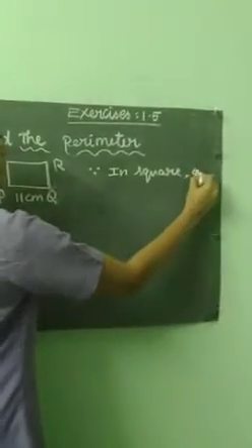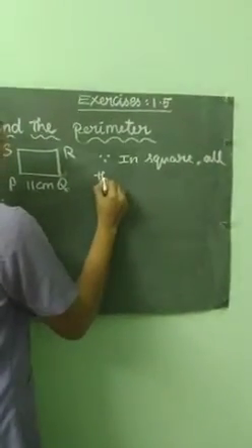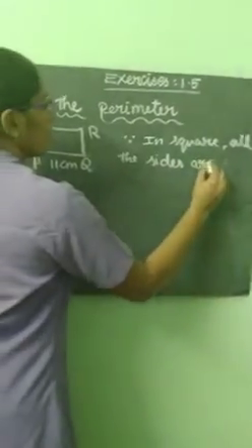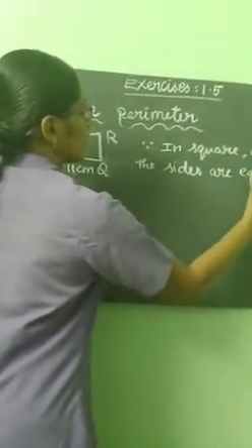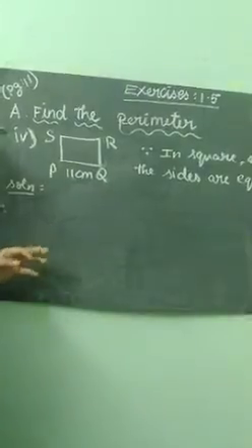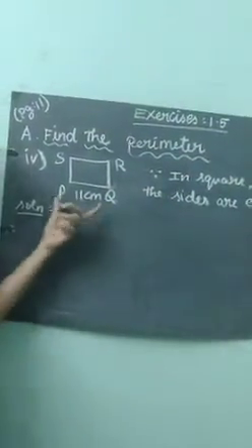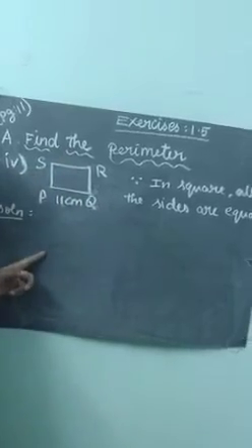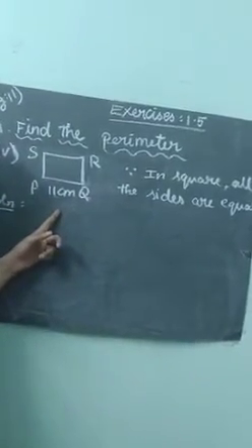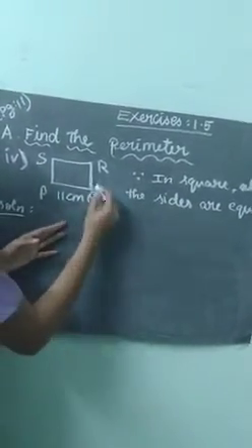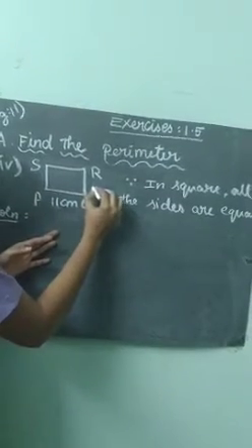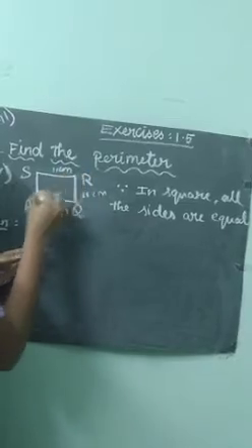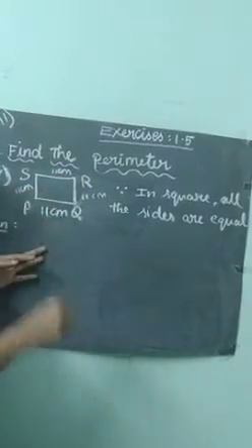Square, all the sides are equal. All the sides are equal means here also 11 centimeter, 11 centimeter, 11 centimeter. I already explained in your example sum, isn't it? So take the pencil and put 11 centimeter, 11 centimeter, 11 centimeter.